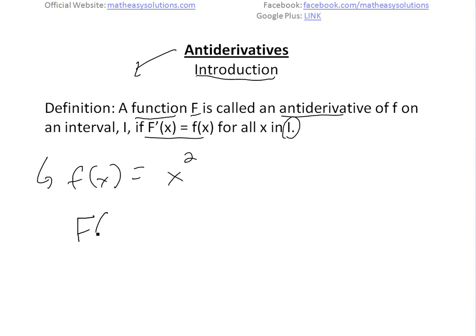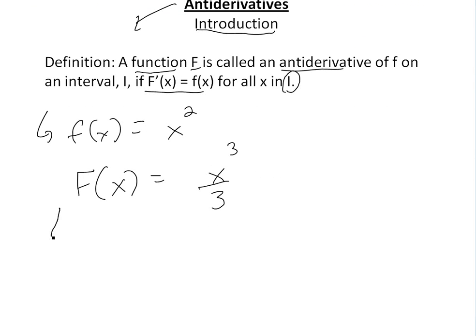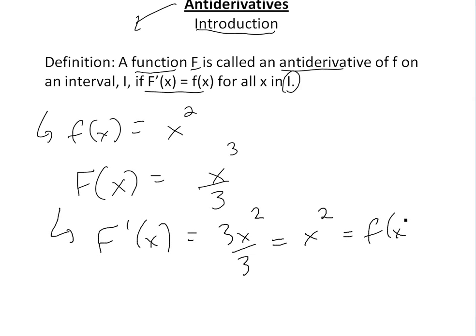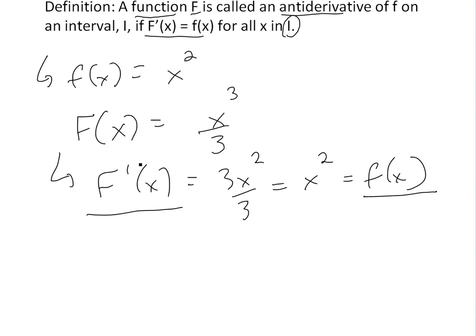So if we had a function, let's say F of x is equal to x cubed over 3, then the derivative, F prime of x, equals 3x squared over 3, which equals x squared, and this equals f of x. So F prime of x equals f of x. These equal each other, so this is the antiderivative.